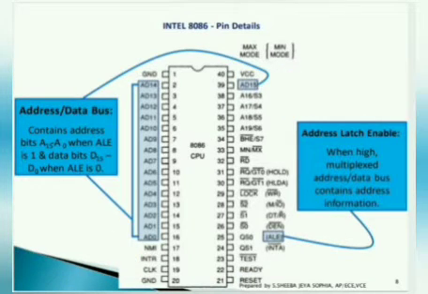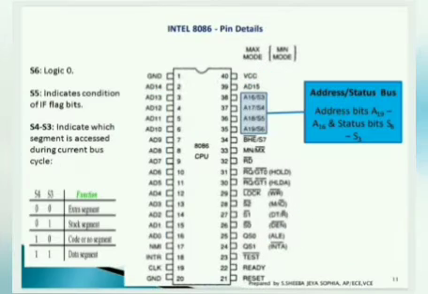there are totally 20 address pins, in which 16 pins, AD0 to AD15, can act as both address and data pins, that is, address combined data pins, referred to as AD0, AD1, AD2 up to AD15. Pin numbers 16 to 39 you can see, and pins 35, 36, 37, 38 are address pins as well as status pins. The slash refers to the status pins.